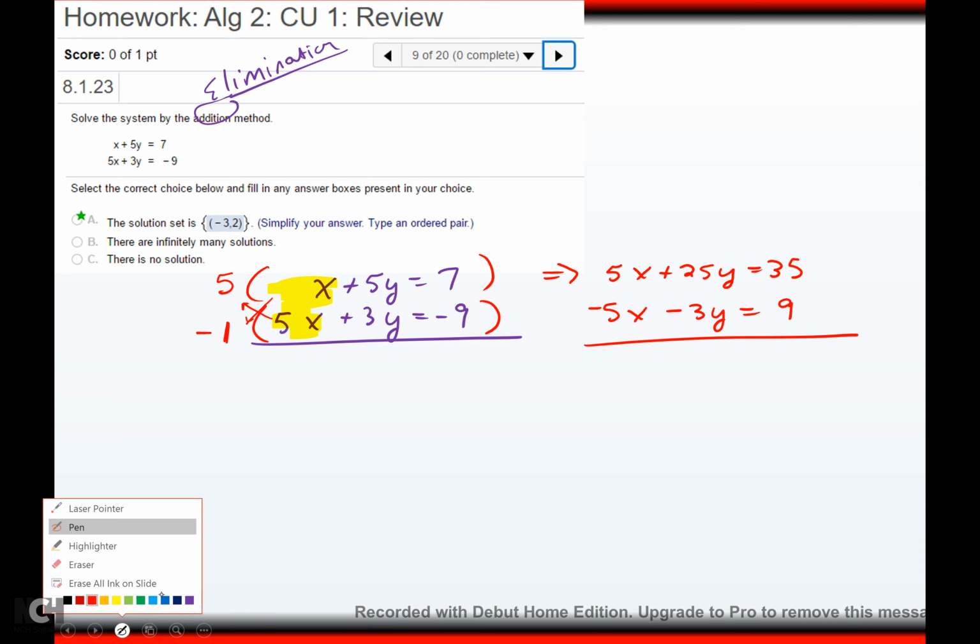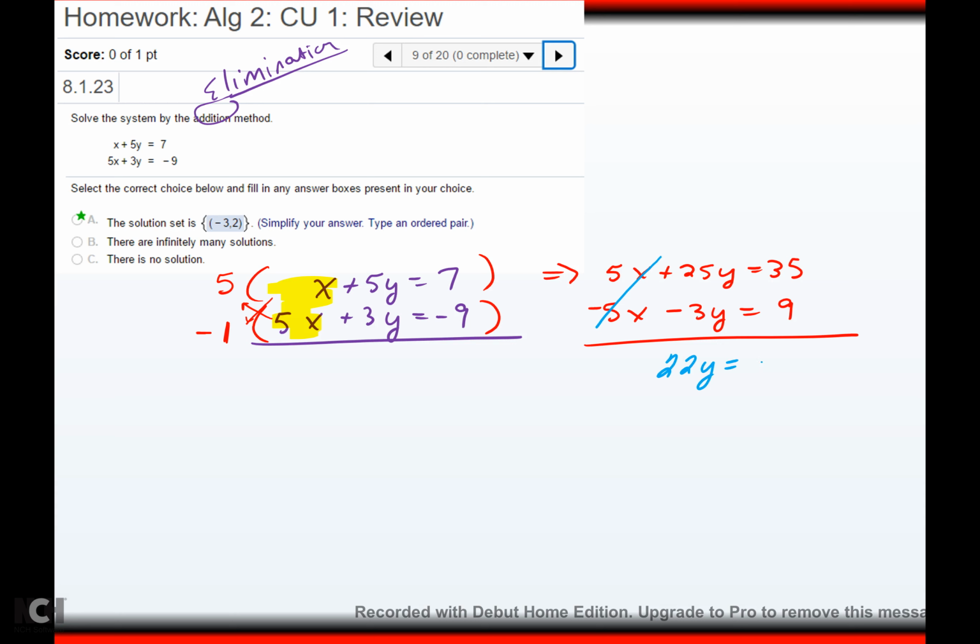And now when I add them up, x's cancel. 25y's take away 3y's is 22y. 35 plus 9 is 44. Divide by 22, and I get y equals 2.